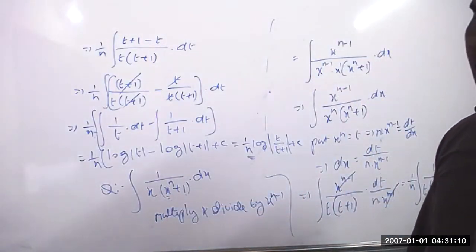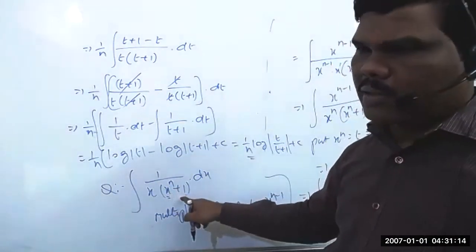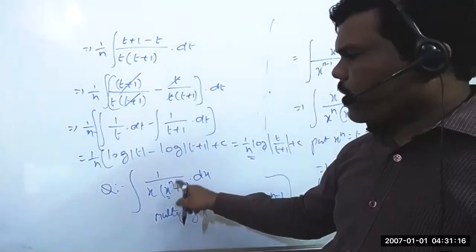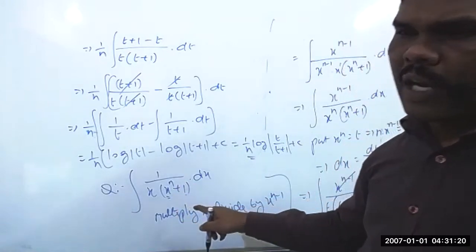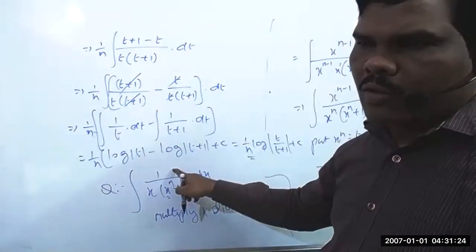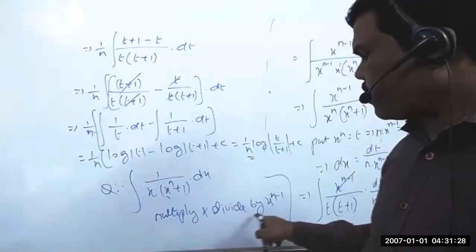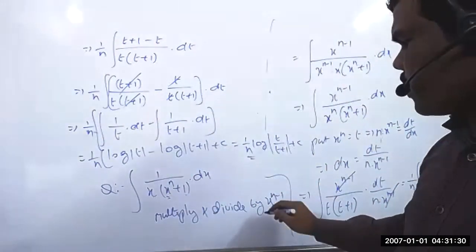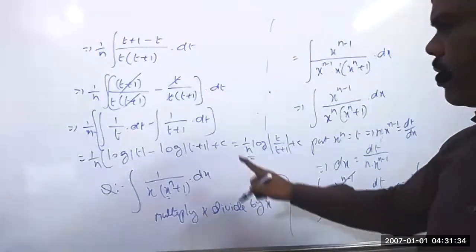Suppose we are taking the substitution here. Let x power n equal to t. The differentiation of x power n equals how much? n into x power n minus 1. But is that term there in the numerator? No, sir, it's not there. That's why I'm taking the substitution, and that's why I multiply and divide by the same thing. What is that? x power n minus 1.